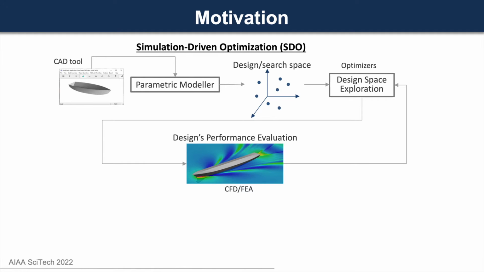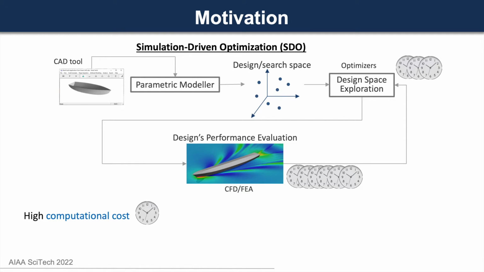These pipelines often suffer from high computational cost, which is specifically attributed to the optimizers or the design evaluation tools. This computational cost rises exponentially with the dimensionality of the design space. For example, if a design space is of high dimension, then a large number of design evaluations will be required for an optimizer to perform an exhaustive design exploration so that a global optimum is achieved.